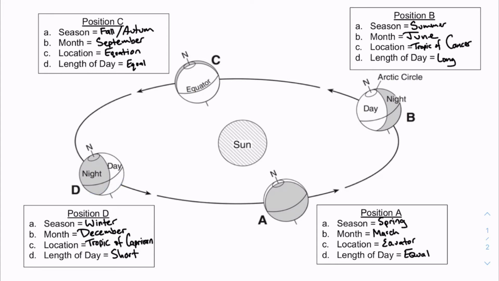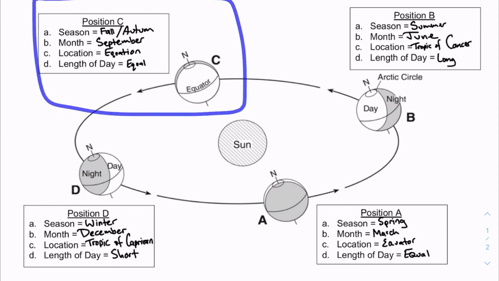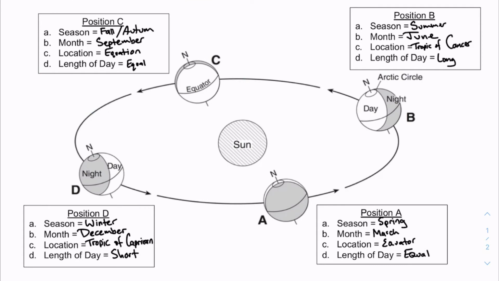Now, if we jump over here and take a look at diagrams A and C, those are our fall and those are our spring. The fall position is right here at letter C. That's right in between the summer and the winter. And our spring is right here, and that's at position A. That's between the winter going into summer.